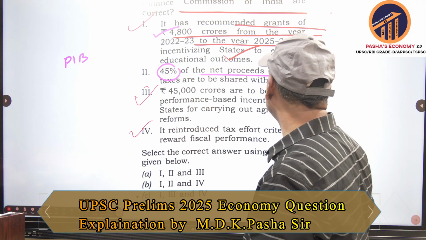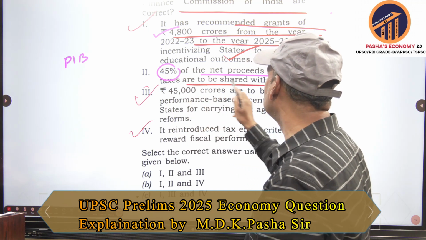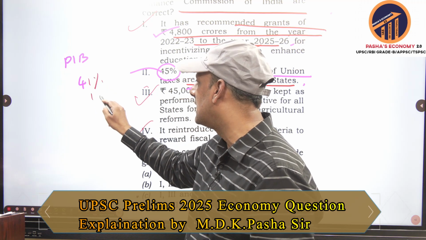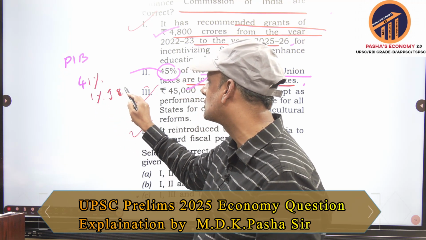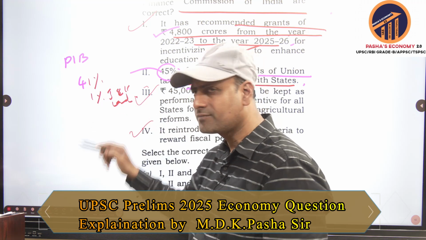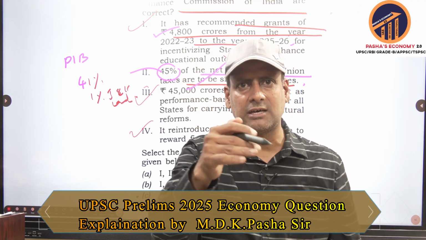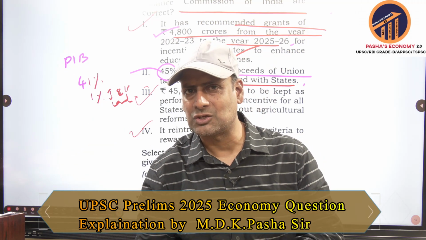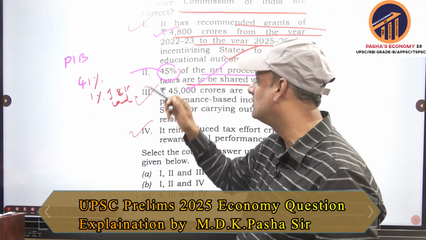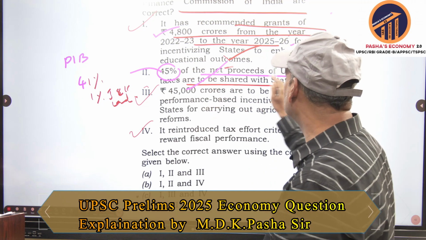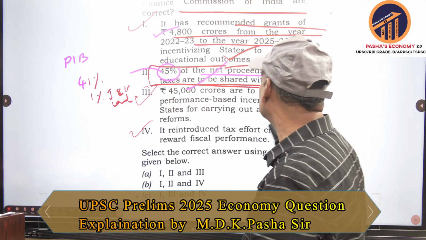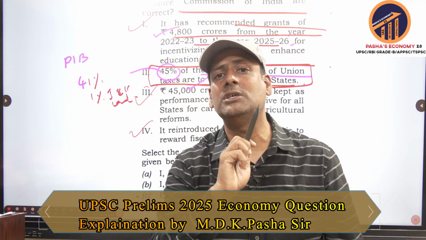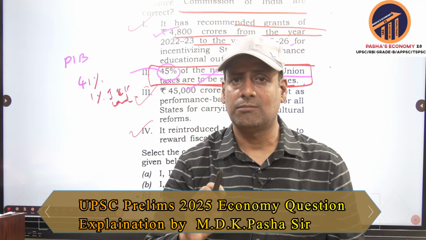45% of the net proceeds of the union taxes are to be shared with states. Wrong, because they are sharing 41% with the states and 1% with the newly formed Jammu and Kashmir and Ladakh UTs. So for the first time 1% of the central tax revenue is devolved to Jammu and Kashmir and Ladakh. So you can eliminate this particular option in the elimination round, because while answering the UPSC prelims exam, you must know the elimination process.